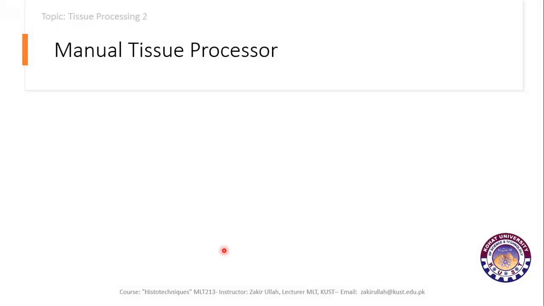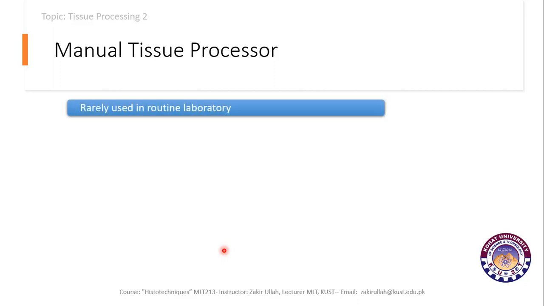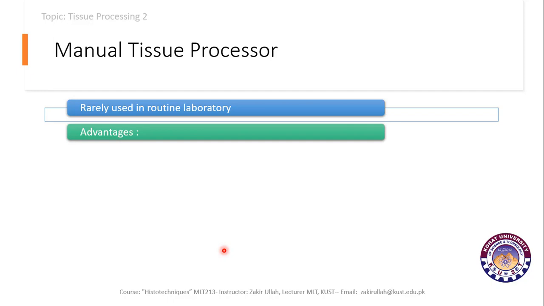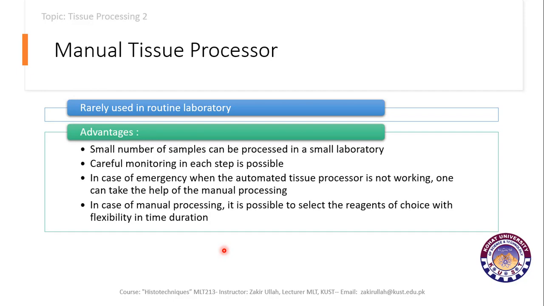Tissue processing can also be performed manually, but this system is rarely used in the routine laboratory, in which there is a smaller quantity of samples, or in case of emergency. The advantages of manual tissue processing is that a small number of samples can be processed in a small laboratory, so no need to buy costly machinery.